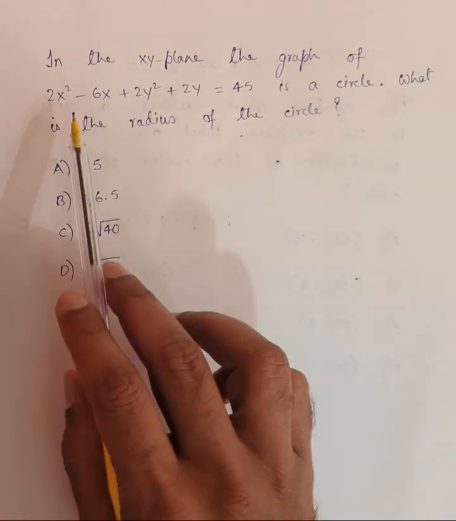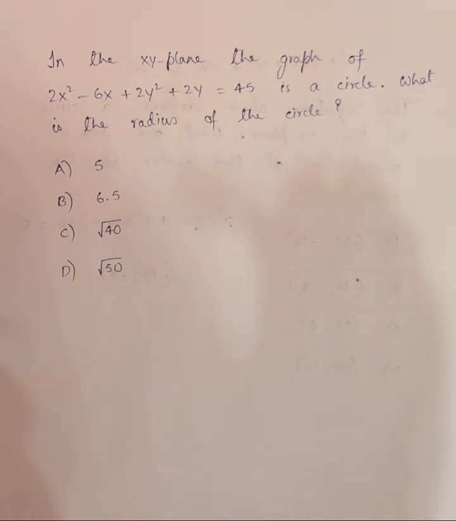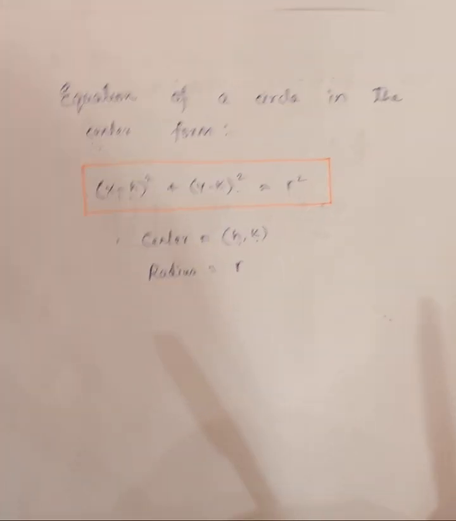In the xy plane, the graph of this equation is a circle. What is the radius of the circle? I want to tell you that there are two forms of a circle.